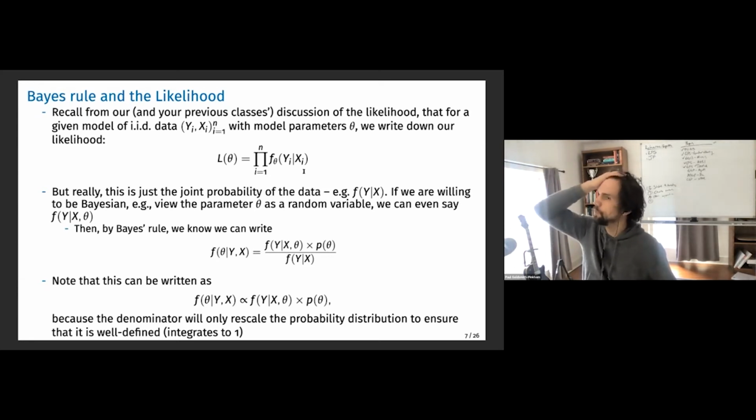But if we're Bayesian, what we'd say is, look, we think of this parameter theta as a random variable. And then by Bayes' rule, we can write down the following. Bayes' rule may not be something you have tattooed on your head, but it says that the probability distribution for theta, conditional on y and x, is equal to the probability distribution of y conditional on x and theta, times the marginal of theta, divided by the marginal of y conditional on x.